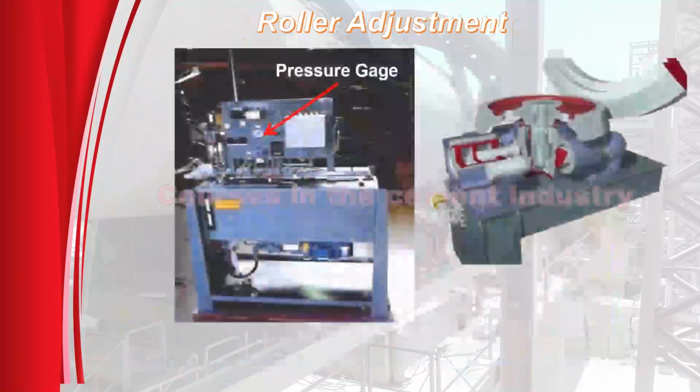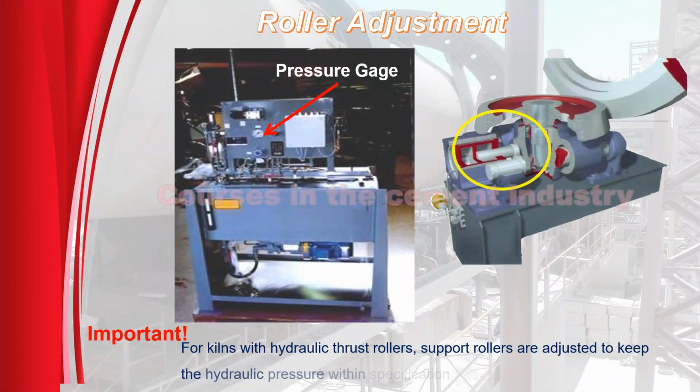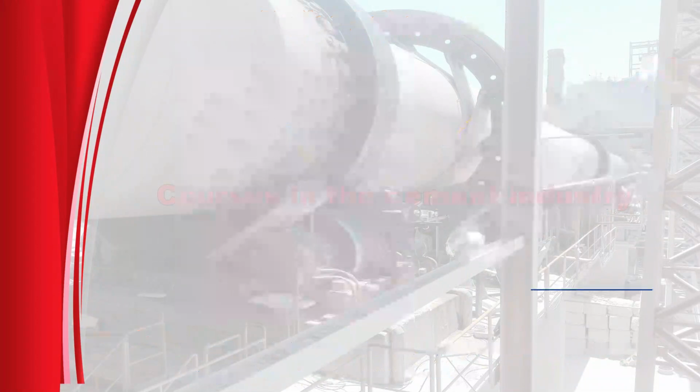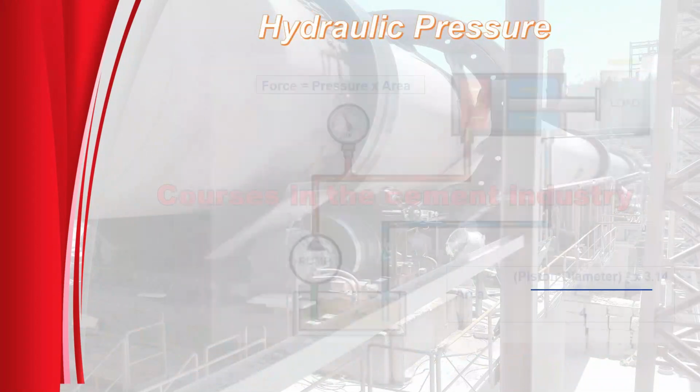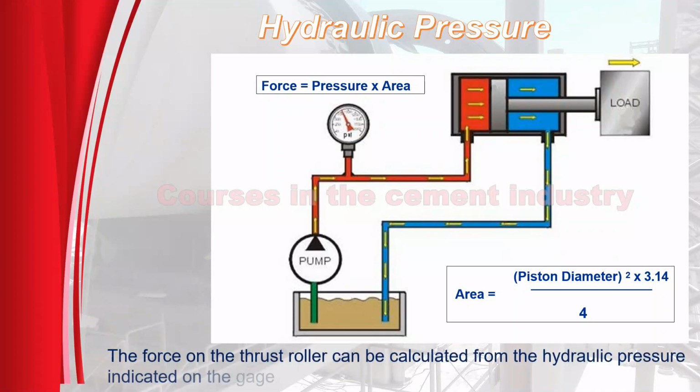As shown in this figure, important: for rotary kilns with hydraulic thrust rollers, support rollers are adjusted to keep the hydraulic pressure within specification. Hydraulic pressure. As shown in this figure, the force on the thrust roller can be calculated from the hydraulic pressure indicated on the gauge.